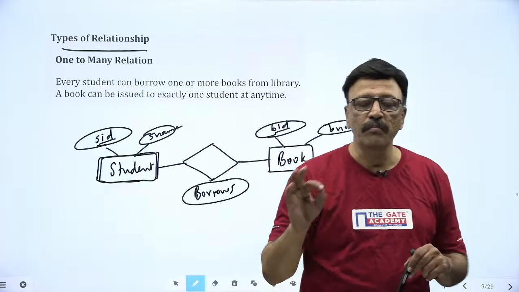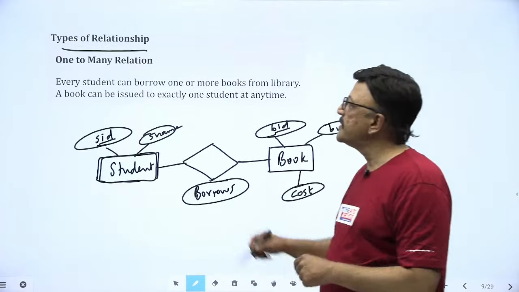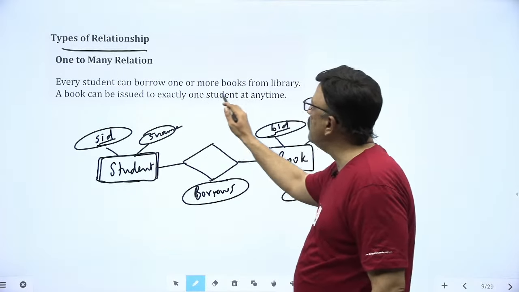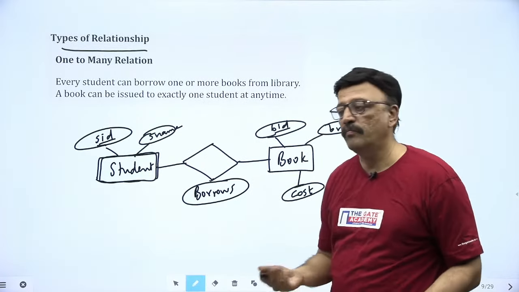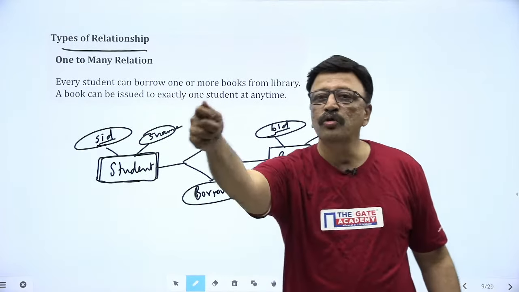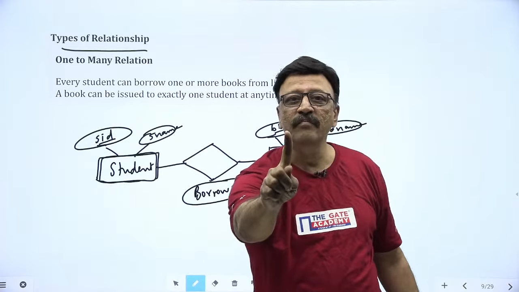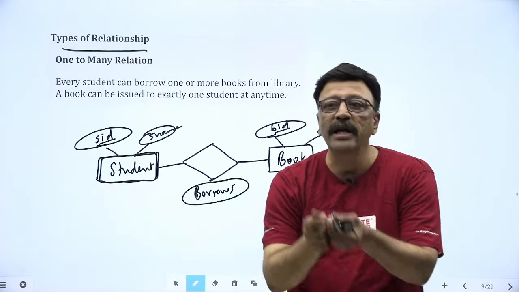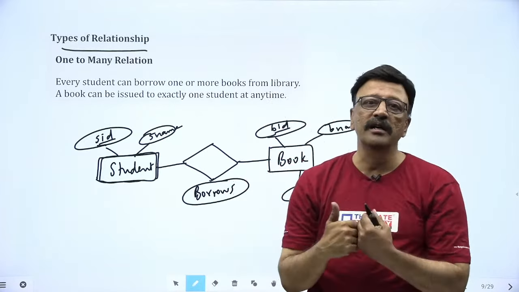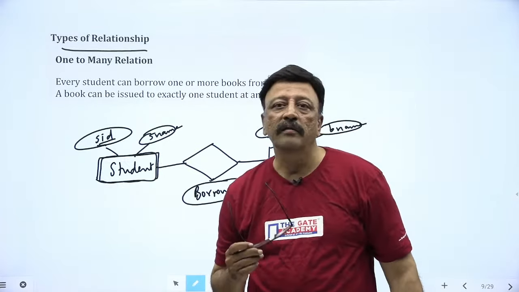A student can borrow 1 or more books at a time from the library. The second point is, a book can be issued to exactly 1 student at any time. Obviously, if the librarian is giving a book to someone, then that book will be handed to only 1 student at a time. That means a book can be with only 1 student at any point of time. Of course, when the student returns the book, it will be given to some other student. Isn't it?